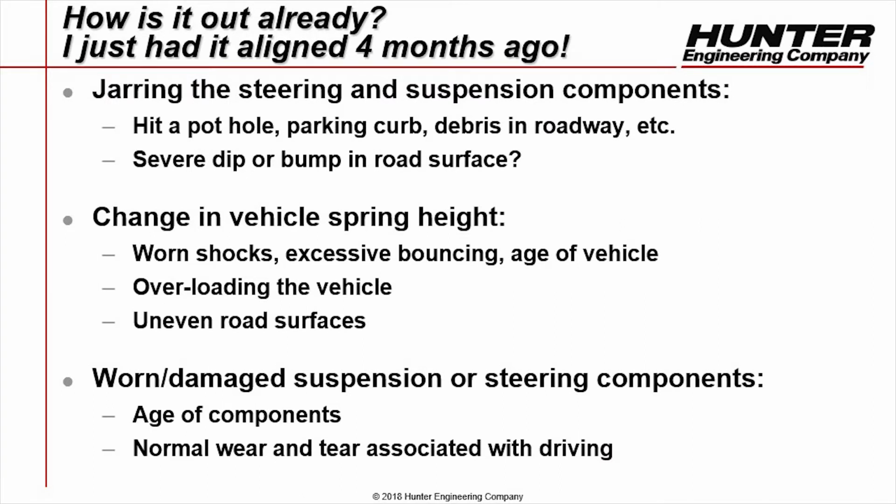Customer might also say, how is it already out of alignment? I just had it aligned 4 months ago. Sometimes things happen. You hit a pothole, you hit a curb, and some damage is caused to one of those steering or suspension components. And this can put the vehicle out of alignment, even if it was aligned very recently. Additionally, if a vehicle's spring height changes, this can change the alignment angles. Worn shocks, age of the vehicle, overloading the vehicle, all of this can cause a vehicle to come out of alignment. Worn or damaged suspension components or steering components can cause a vehicle that was in alignment recently to fall out of alignment. And this is just normal wear and tear associated with driving.